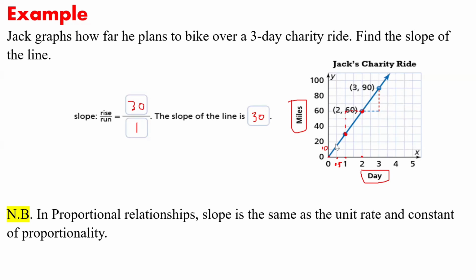What does this slope mean as it relates to this situation? So the graph is about Jack's charity ride. So the slope means in this situation that in one day, Jack biked 30 miles. So basically he's biking 30 miles per day. And that's what it means in this situation.